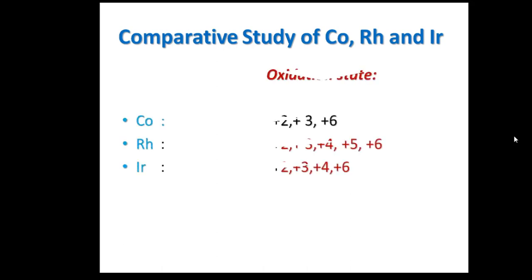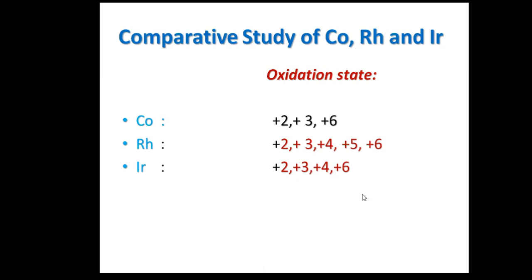So let's start with some more interesting elements and their comparative study. Cobalt, rhodium and iridium are the elements which belong to our second and third transition series. Here cobalt has the +2, +3, +6 oxidation states. Rhodium is +2, +3, +4, +5, +6, and iridium is +2, +3, +4, +6.